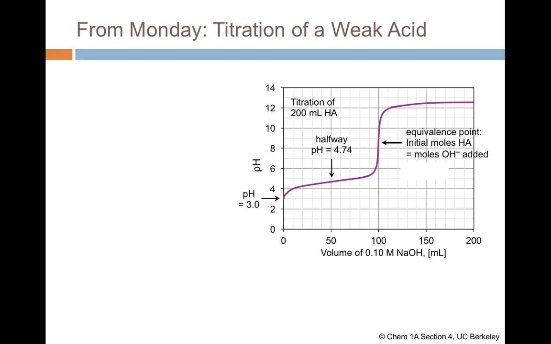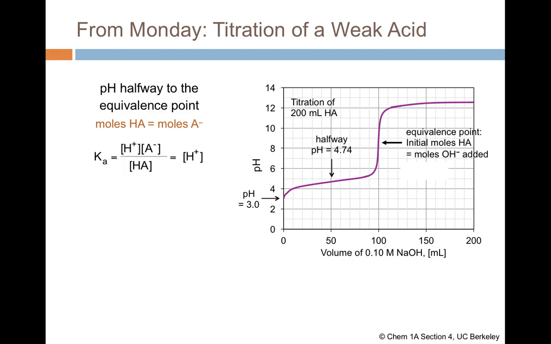That pH is a useful value to us because, as we saw last time, the pH halfway to the equivalence point is the pH at the moment that the moles of HA is equal to the moles of A minus, because you have converted half of that HA into A minus. That has special implications for our acid dissociation equilibrium constant expression, Ka, which, as you're probably bored with me saying by now, is equal to the product of H plus and A minus concentrations divided by the concentration of HA.